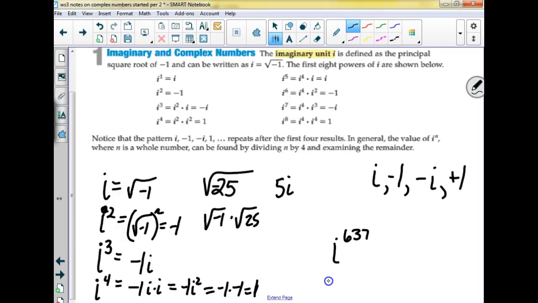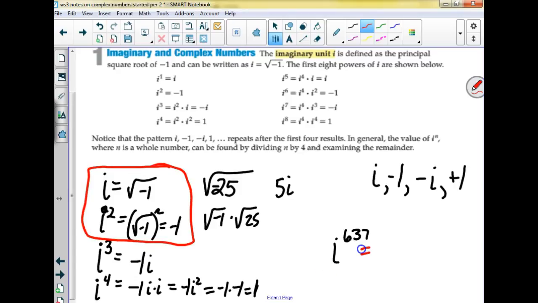Now, the book talks about when you have a power like this, crazy business, which your calculator won't do and which you can't use a graphing calculator for anyway, on the quiz. It talks about dividing by 4 and seeing what your remainder is and all this kind of crazy business, okay? I'm not smart enough for that. What I do is I only remember these 2 because I can't remember all this other stuff. I remember i and i squared, okay?